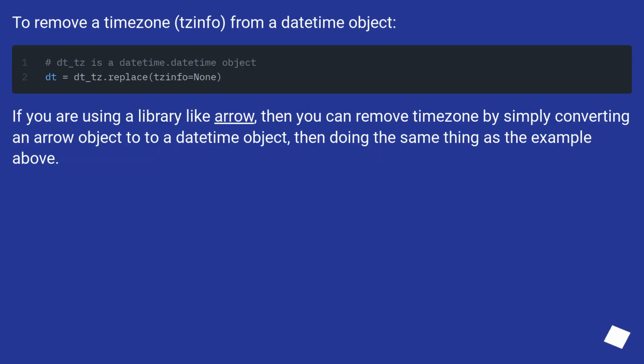To remove a timezone, tzinfo, from a datetime object. If you are using a library like Arrow, then you can remove the timezone by simply converting an Arrow object to a datetime object, then doing the same thing as the example above.